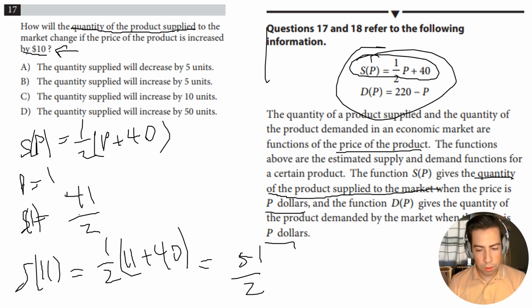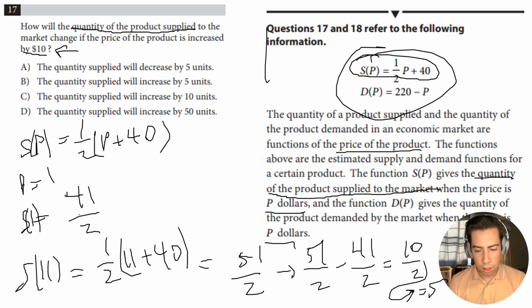All right, guys, so if you look at this right here, let's go ahead and figure out what the difference is. So I'm going to have 51 divided by 2 minus 41 divided by 2, and I am going to get 10 over 2, which is going to be equal to 5. So here we have a 5 units difference, and it's going to increase if the price increases. So our answer is going to be B.